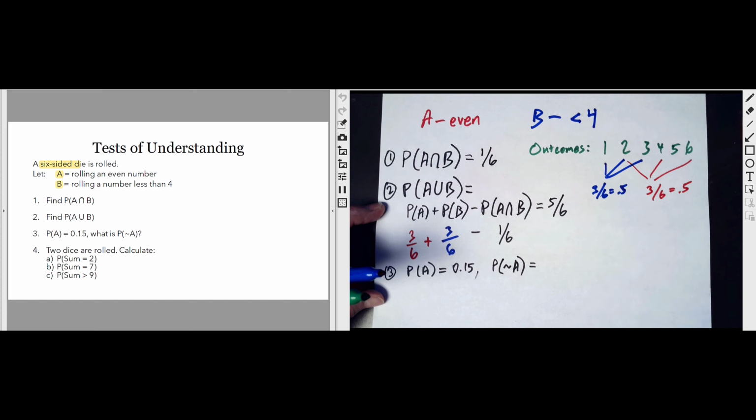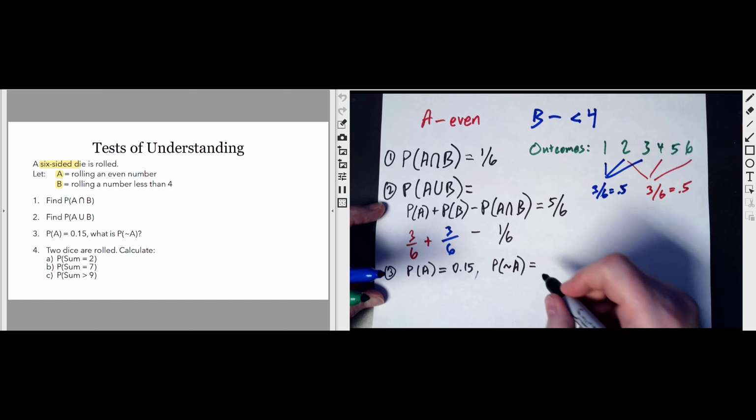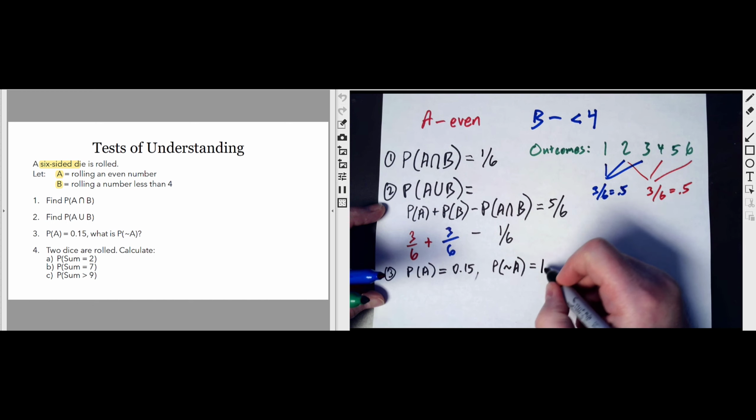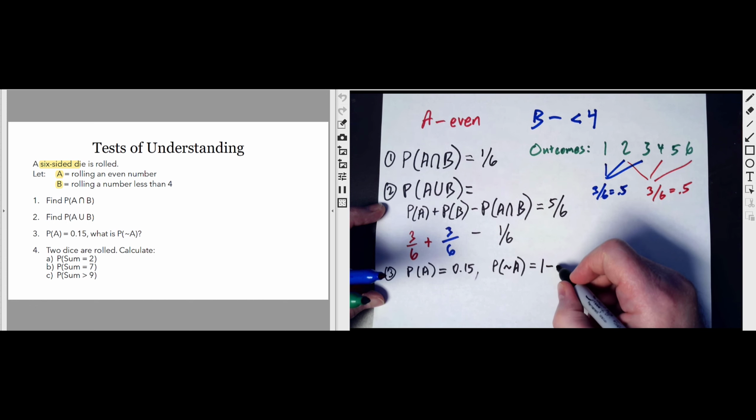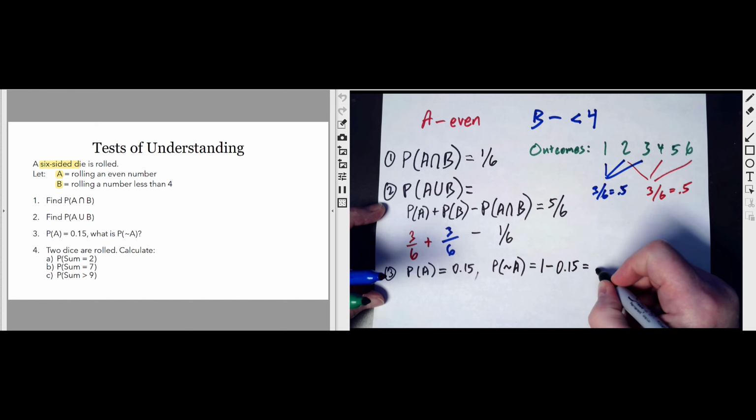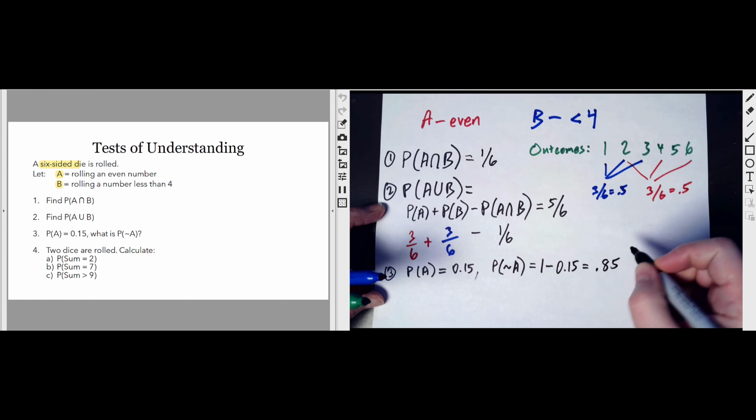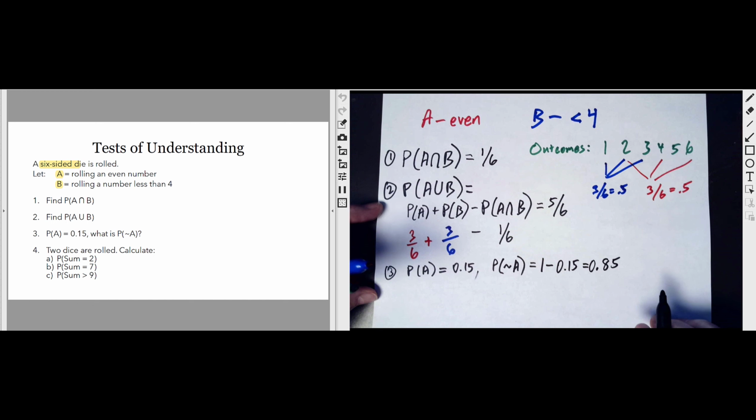And I hope it's both intuitively obvious and also, of course, we talked about the formula. I hope it's intuitively obvious that the probability of the complement of A is going to be 1 minus 0.15, which is 0.85.